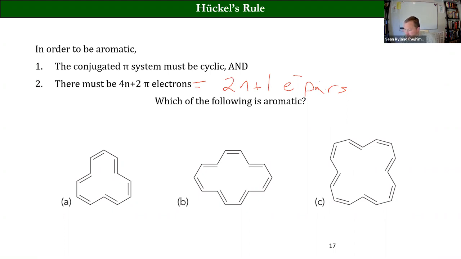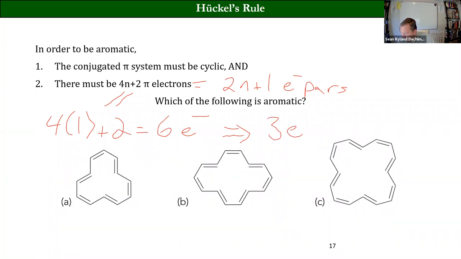So if I plugged in 1 for n, that would be 4 times 1 plus 2. That'd be 6 electrons, right? Mm-hmm. Which is the same thing as 3 electron pairs. Okay.